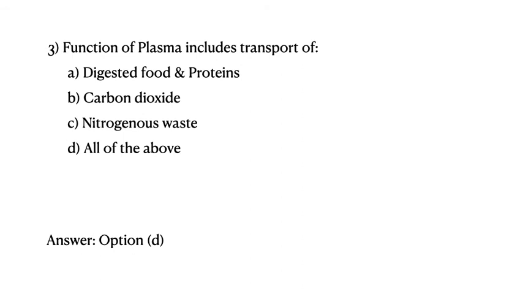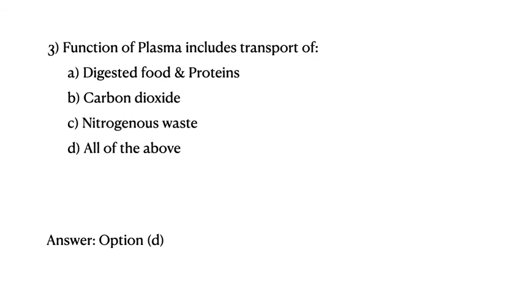Question number 3. Function of plasma includes transport of: A. Digested food and proteins, B. Carbon dioxide, C. Nitrogenous waste, D. All of the above. Now children, you all know what is plasma. Here we are going to discuss the function of plasma. So option A, digested food and protein. Yes, plasma transports digested food and proteins.